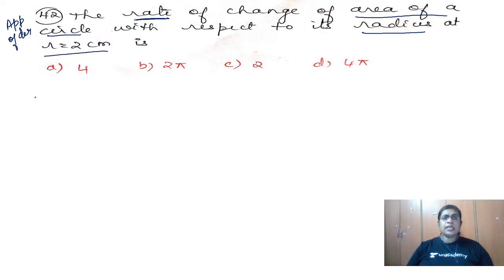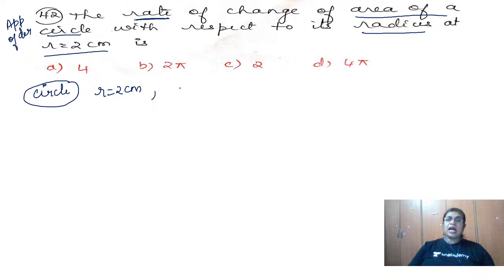So what is required here is to first identify what the figure is. The figure is the circle over here. In rate measure questions, you should identify what is the figure, what is given, what is asked. What is given? Given is radius is equal to 2 centimeters. Next, what is asked? Rate of change of area with respect to what? With respect to radius. dA by dr is asked to find out.